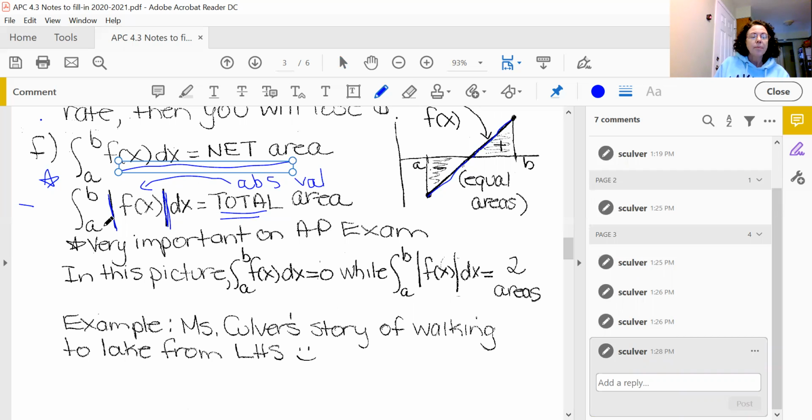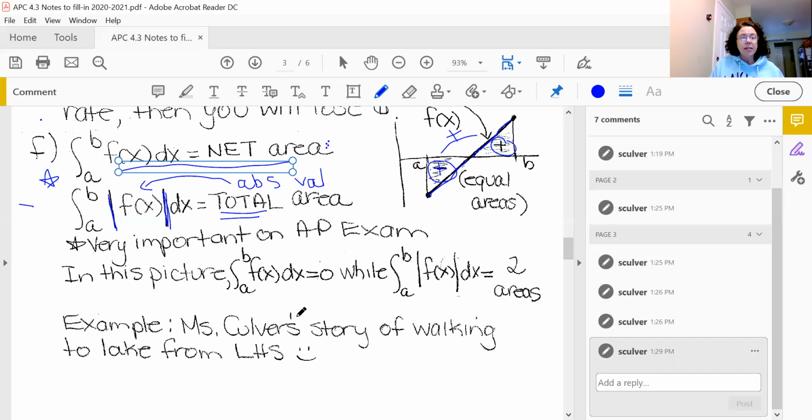Okay, so when you have the integral from a to b of the absolute value of f of x dx, it will give you a total area. It will keep all positive areas positive, and it will make all negative areas positive, and it will add up the two areas that you see and give you a total accumulation, a total position, a total distance, not a net position, net amount of money.